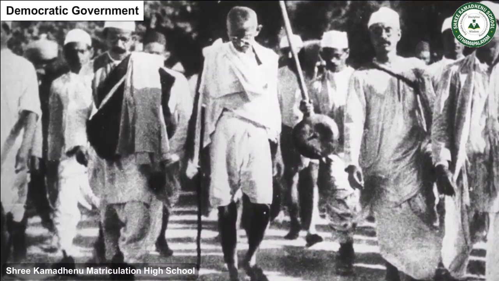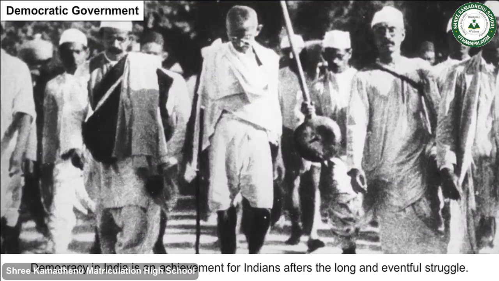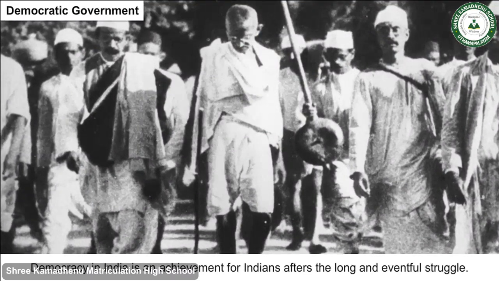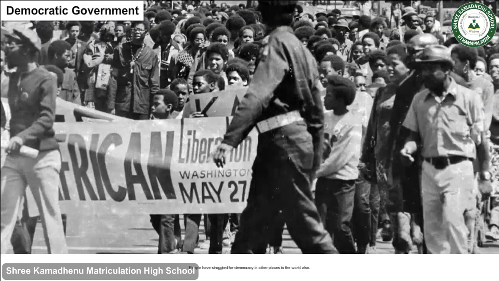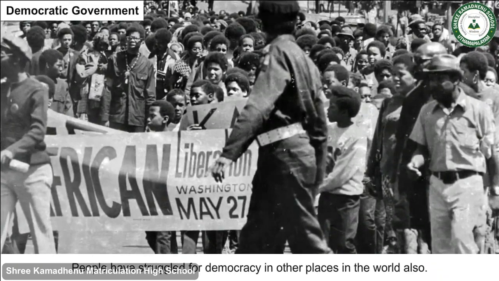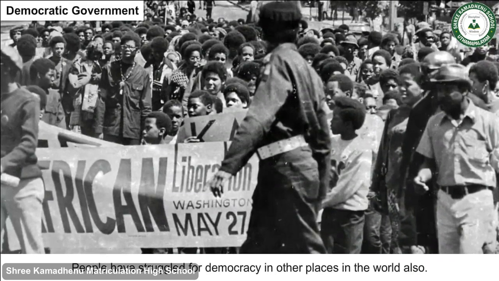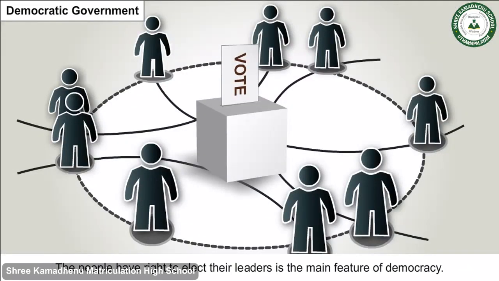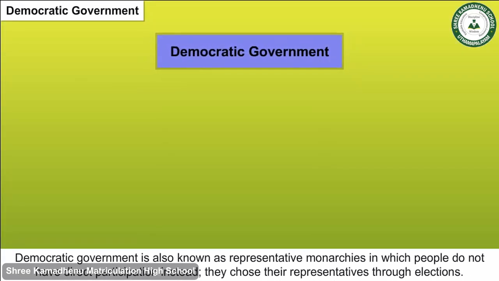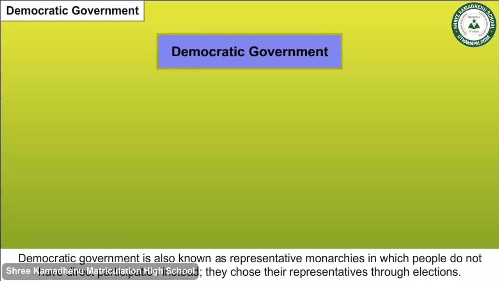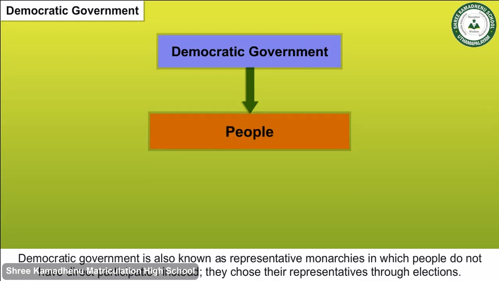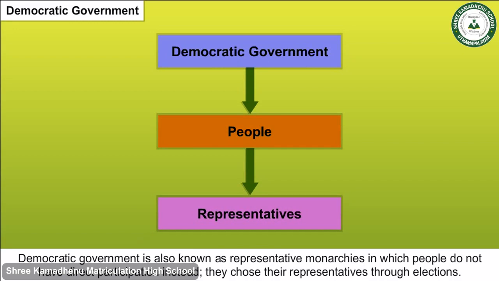Democratic government. Democracy in India is an achievement for Indians after a long and eventful struggle. People have struggled for democracy in other places in the world also. The right of the people to elect their leaders is the main feature of democracy. In other words, democracy is rule by the people. Democratic government is also known as representative democracy, in which people do not have direct participation. Instead, they choose their representatives through elections.